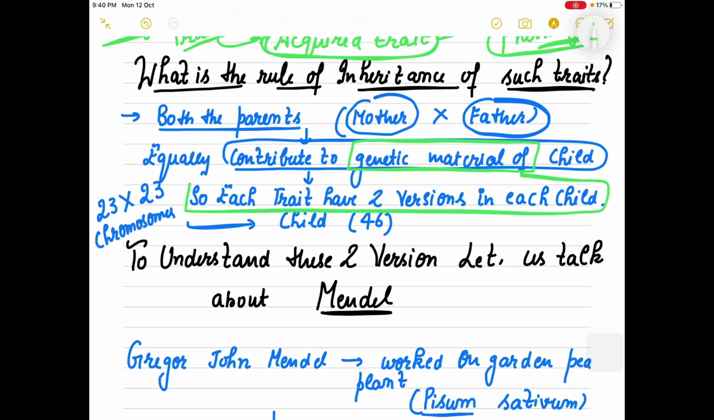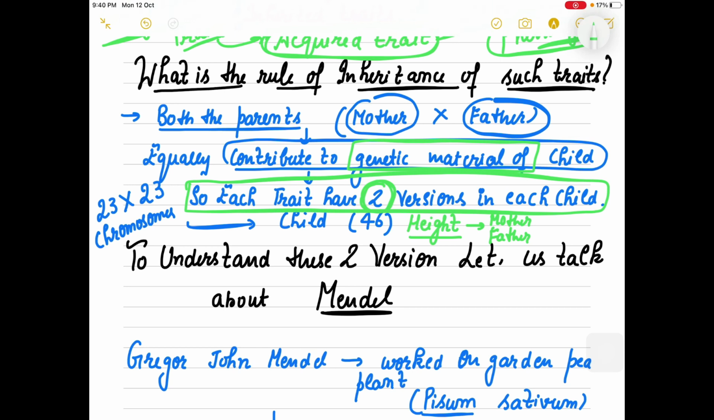Now comes another new point for you. Each trait has two versions in each child. And now what is this? Right? Each trait. I will tell you a very simple example here. Suppose I am talking about height, right? Now your mother's height is different, your father's height is different, right?